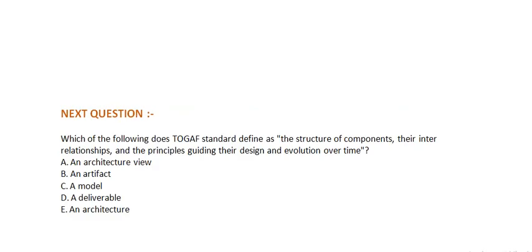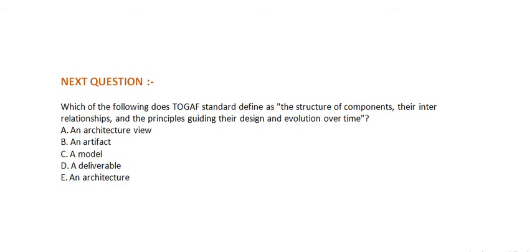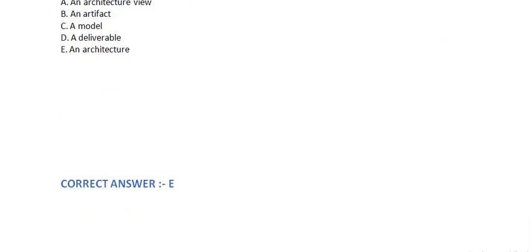Next question is, which of the following does TOGAF standard define as: the structure of components, their interrelationships, and the principles guiding their design and evolution over time? Option A, an architecture view. Option B, an artifact. Option C, a model. Option D, a deliverable. And option E, an architecture. The correct answer is option E.